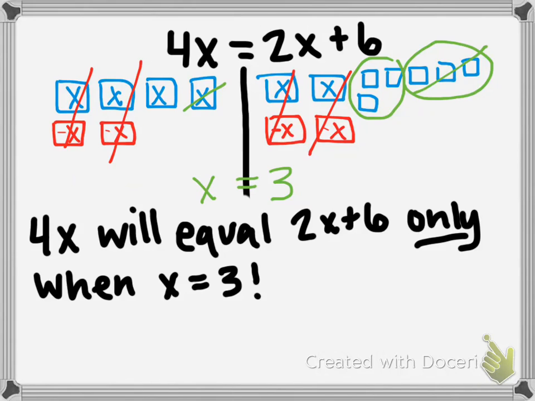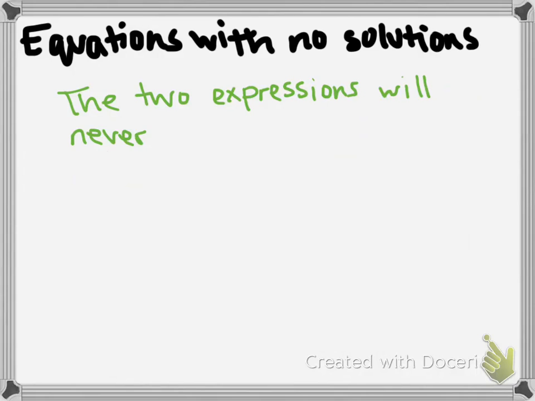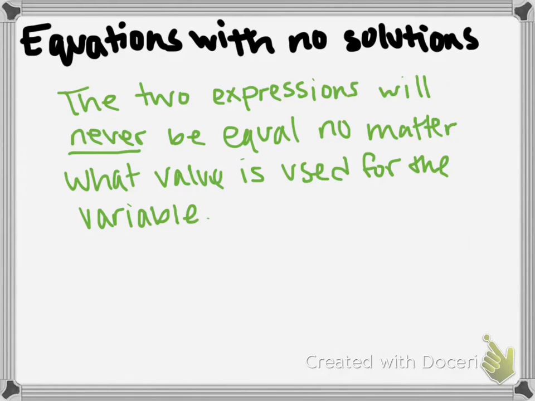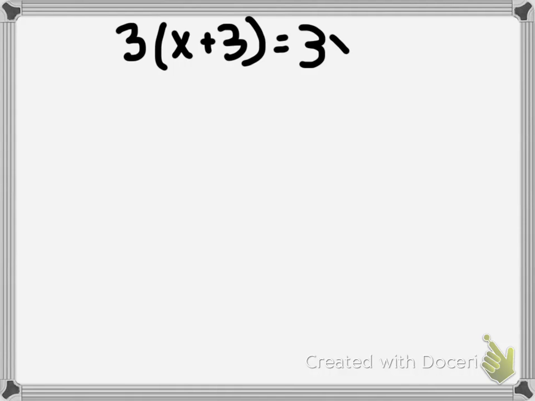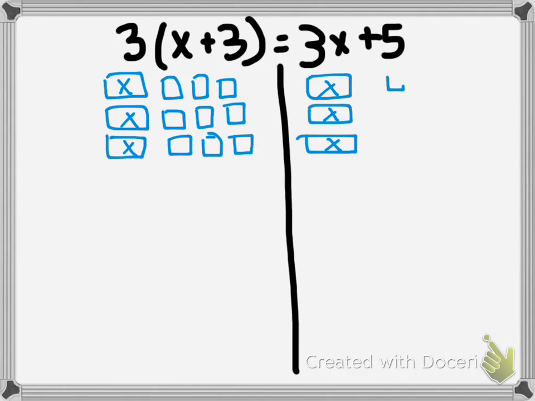The second type of solution you can have is when you have equations with no solutions. This is when the two expressions will never be equal, no matter what value is used for the variable. Again, make sure you add this definition to your foldable. Let's look at the example. 3 times the quantity x plus 3 equals 3x plus 5. So the first thing we do is draw the pictures.